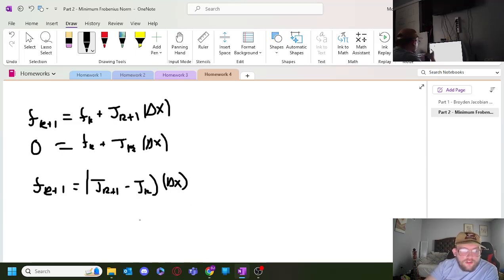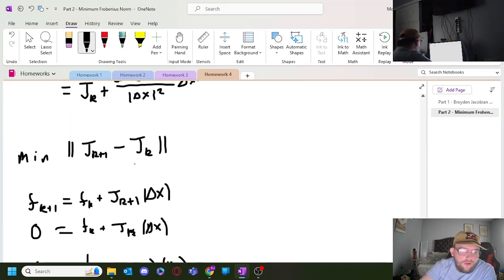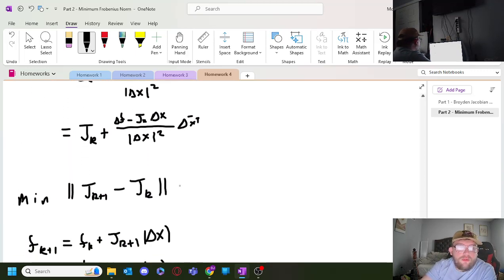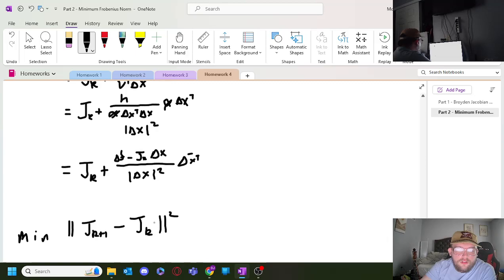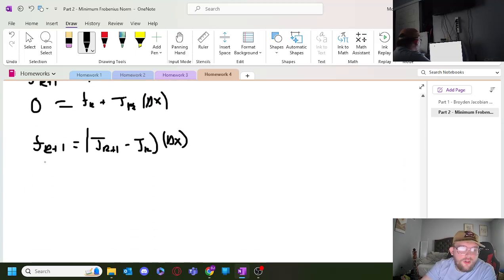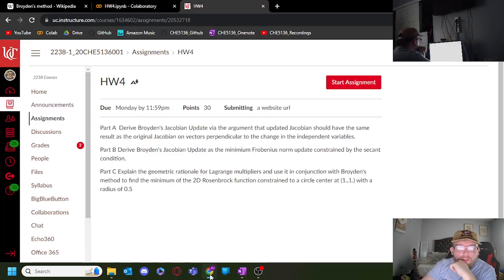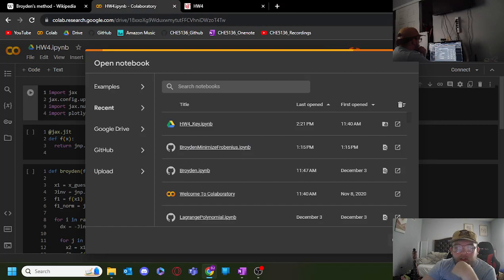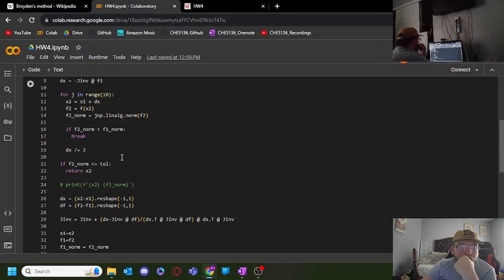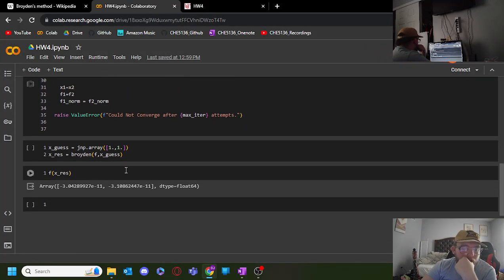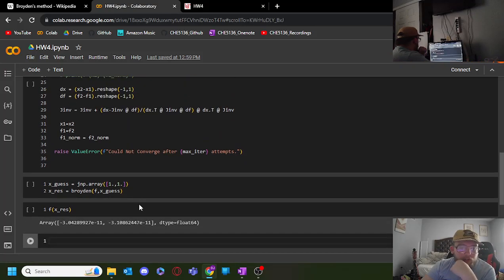So this is our constraint equation, to where as we minimize this function, it has to also be true. So let's go ahead and head over to Colab one more time. Close that. And let's go down here.